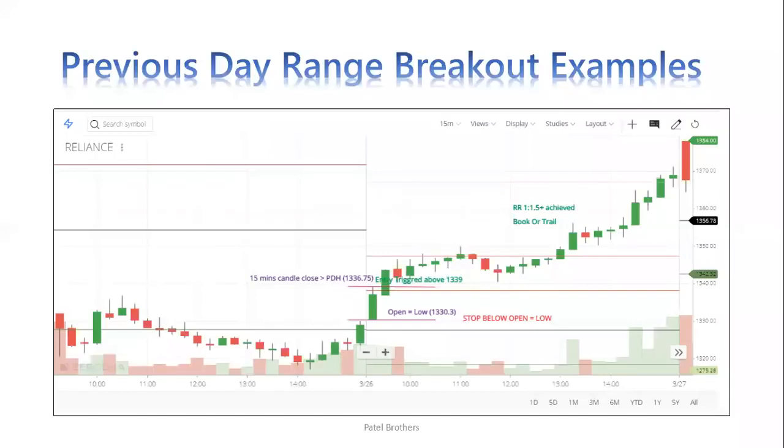So guys, we have completed the previous day's range breakout. So don't bother about the examples. Understand the concept of the setups. Examples I'll be providing in the live market, and that will give you the thorough explanation. If you have any questions, you can shoot in the Telegram group.